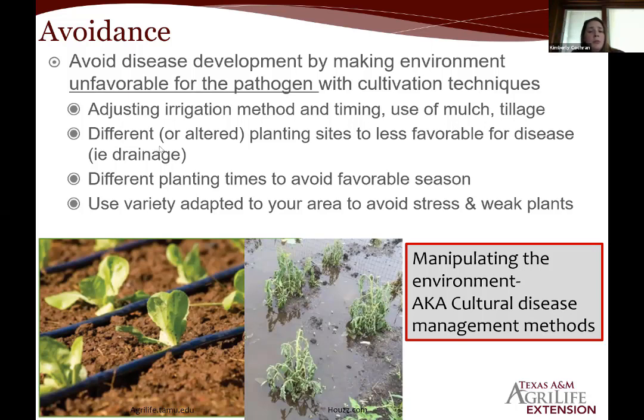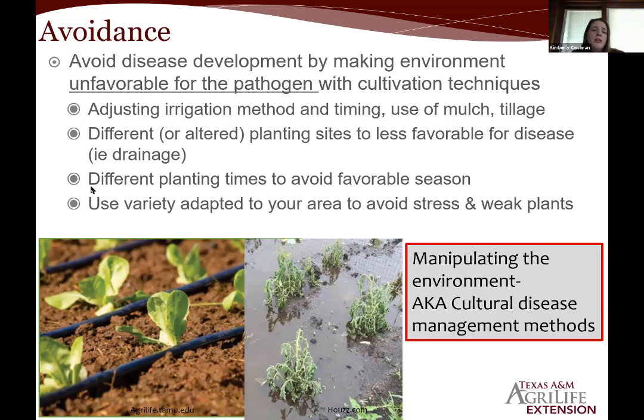Also, different or altered planting sites to less favorable areas for disease, like drainage. If you look here in the middle, we have some pretty sad looking tomato plants. That's not a very good site. If you have a spot that is constantly backing up with water, obviously you can swap things up to move them to a better drained site the following season.